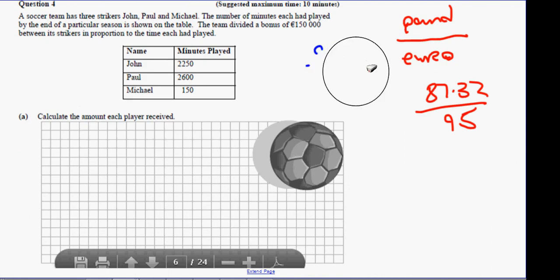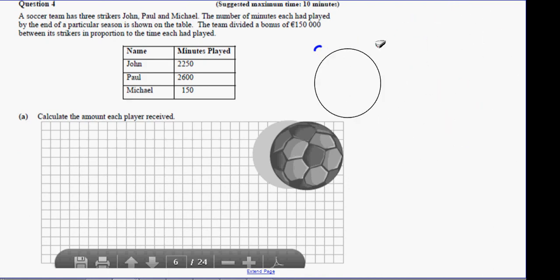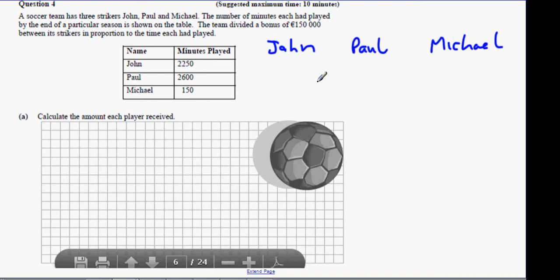A soccer team has 3 strikers. The number of minutes each has played by the end of a particular season is shown on the table. The team is dividing the bonus of €1,500 between the strikers in proportion to the time each has played. So here's the proportion, alright? You've got to remember about ratios, we've done ratios recently enough. Here's a ratio: 2,250 is to 2,600 is to 150.